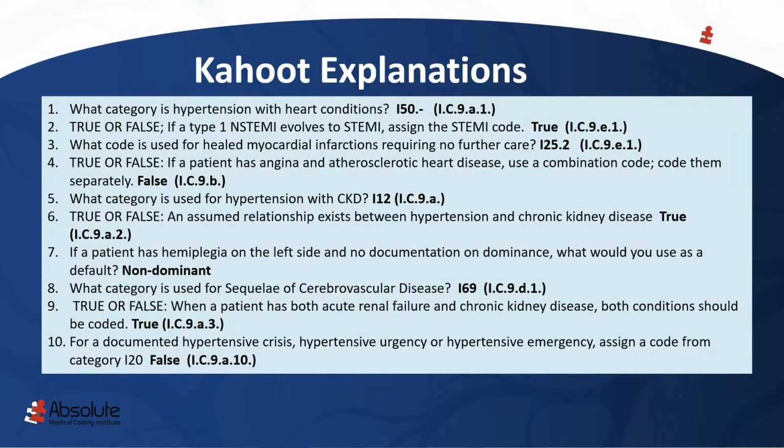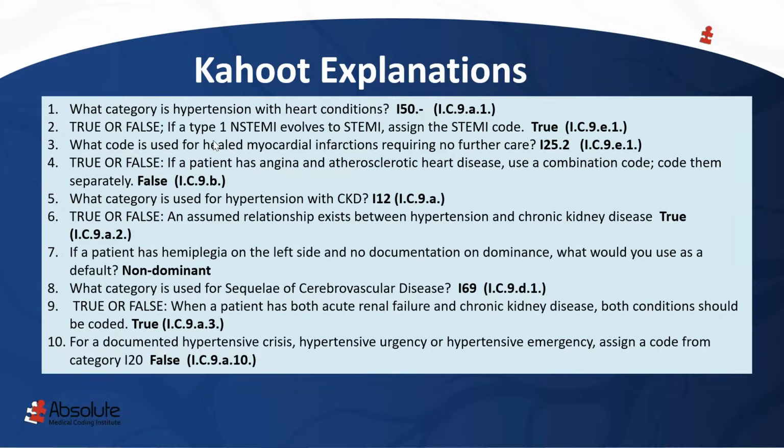And our next question is going to be, what category is used for hypertension with chronic kidney disease? This is going to be using I12. So we're going to be referencing that super popular code that we were looking at a few times in our scenario, I.C.9.a, where it was saying to code the I12 first, and then the second to code for the level of chronic kidney disease, which was the N18 code. So that is why the answer is going to be I12.